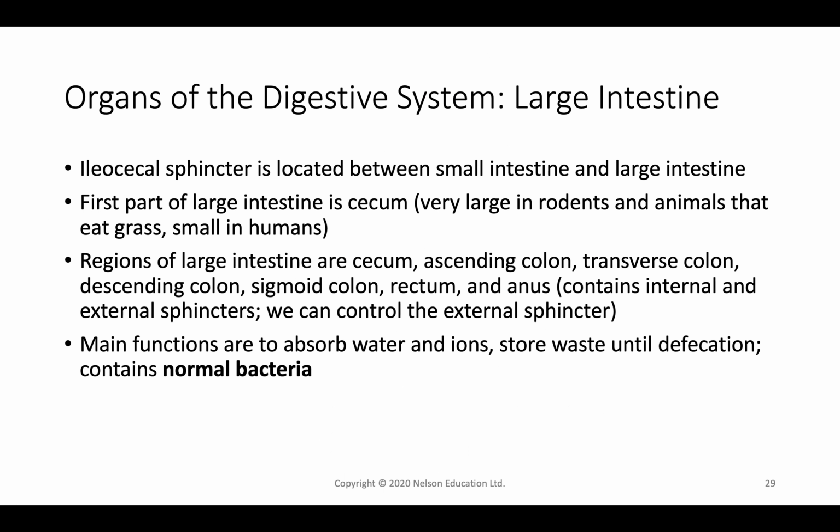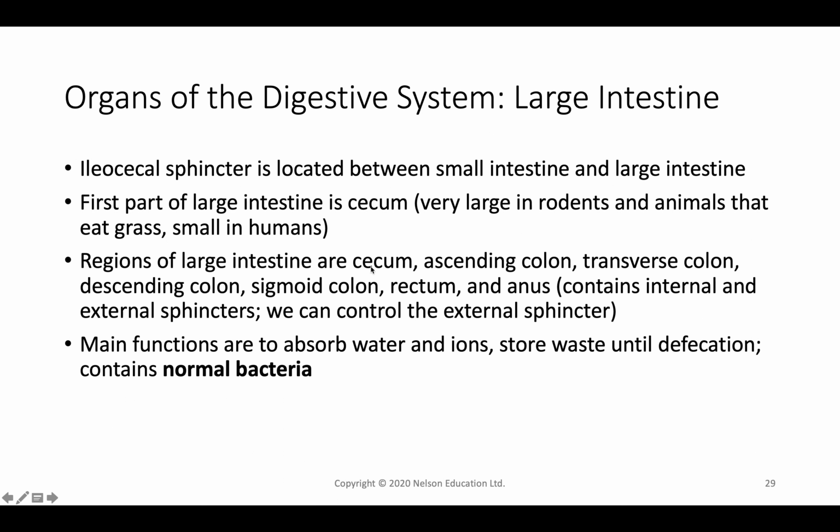Okay, so again, the ileocecal sphincter is located between the small intestines and the large intestines. The first area of the large intestines is called the cecum. And we in humans have it a lot smaller than animals that eat a ton of grass. In the cecum, we're going to be using this for digestion of a lot of fiber, etc. And so if we have a high fiber diet like grass, then we'll have a large cecum. We don't actually need a large cecum because we as humans are what we call omnivores, which means that although we do eat fiber, we're going to be eating a lot of meat as well.